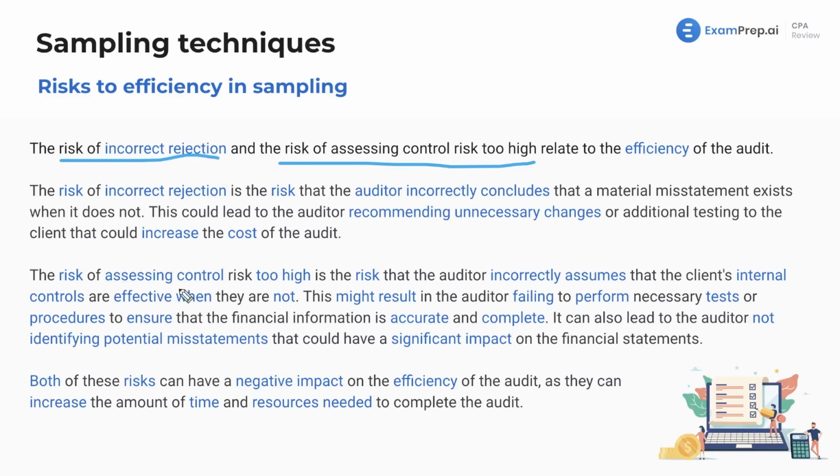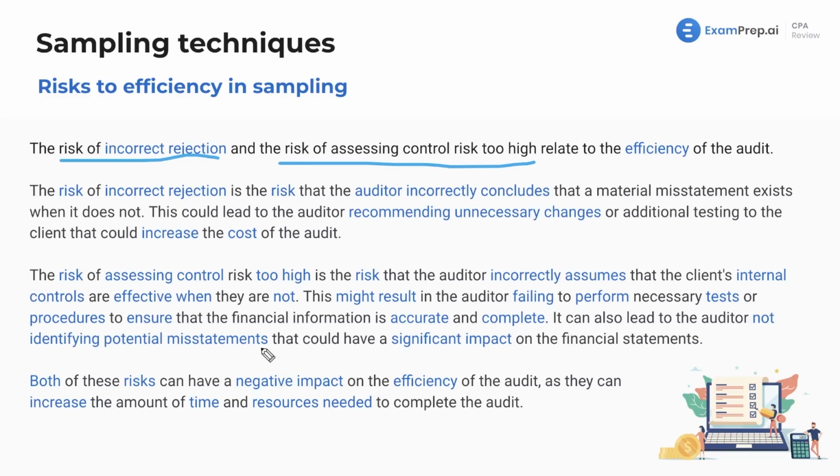The risk of assessing control risk too high is the risk that the auditor incorrectly assumes that the client's internal controls are effective when they are not. This might result in the auditor failing to perform necessary tests or procedures to ensure that the financial information is accurate and complete. It can also lead to the auditor not identifying potential misstatements that could have a significant impact on the financial statements. All having to do with efficiency.